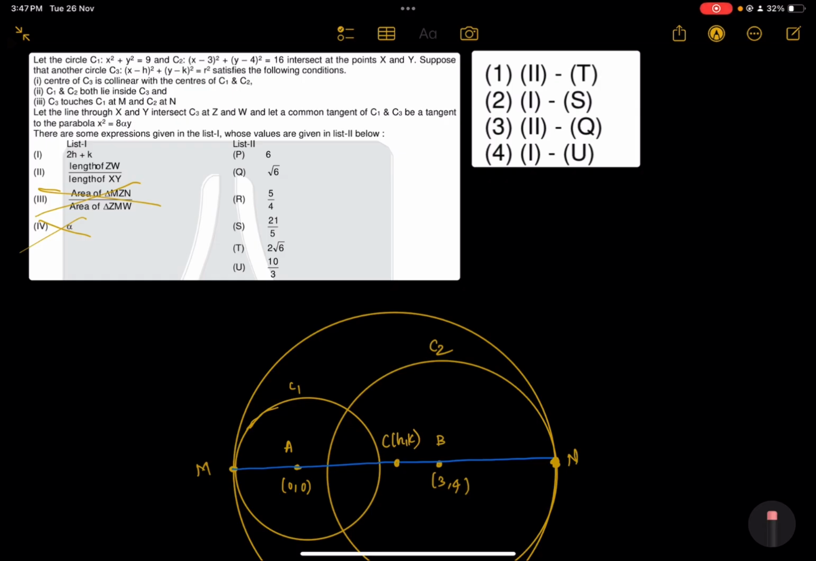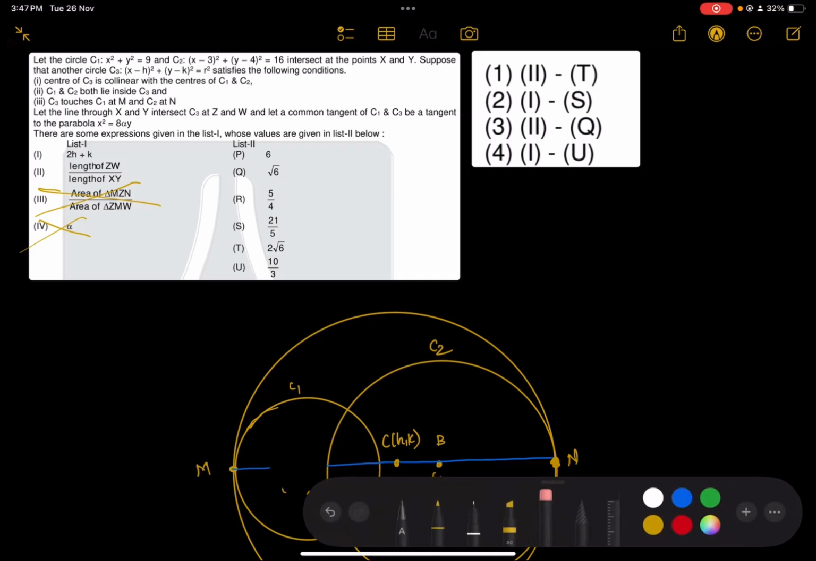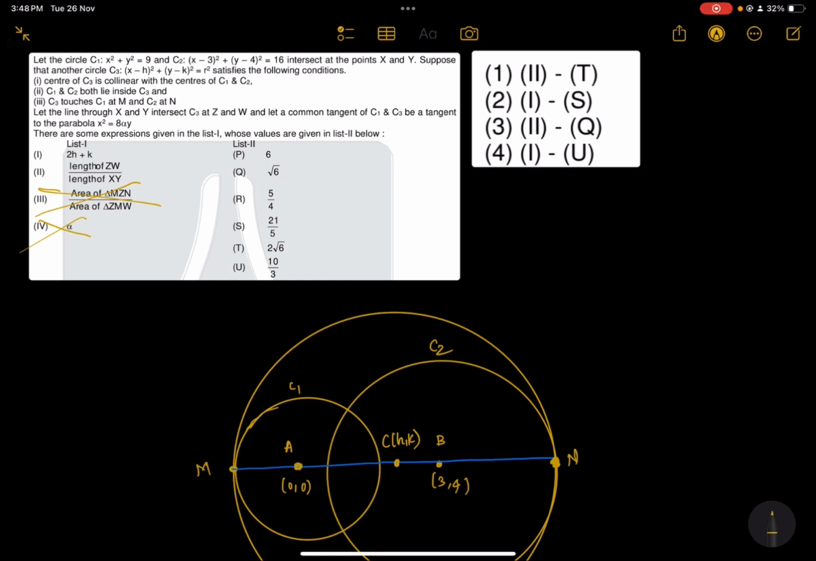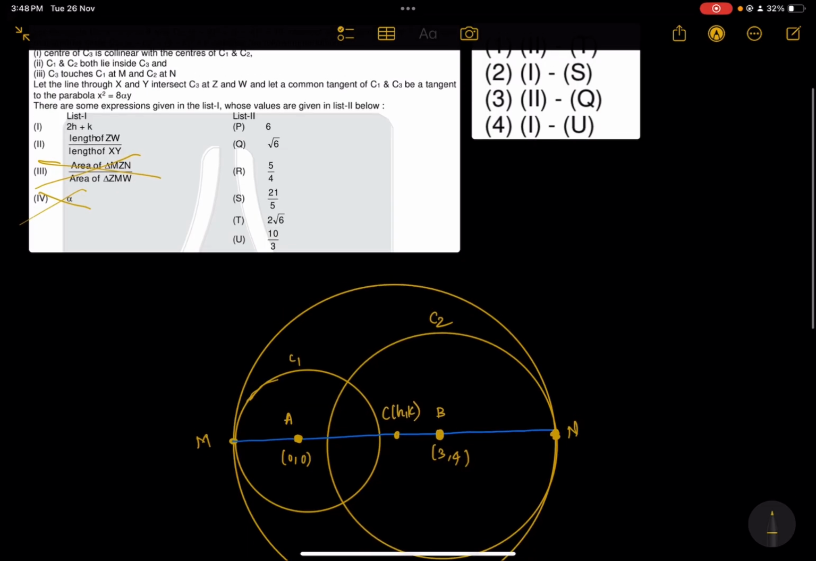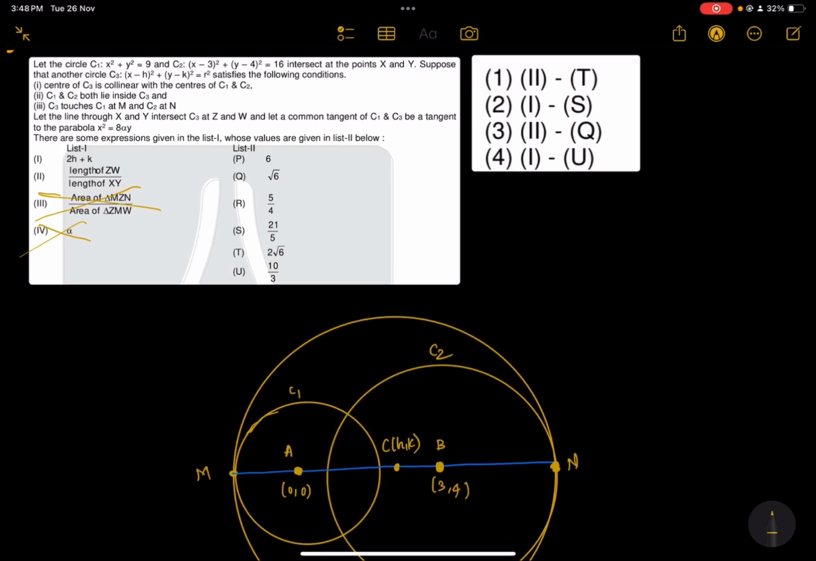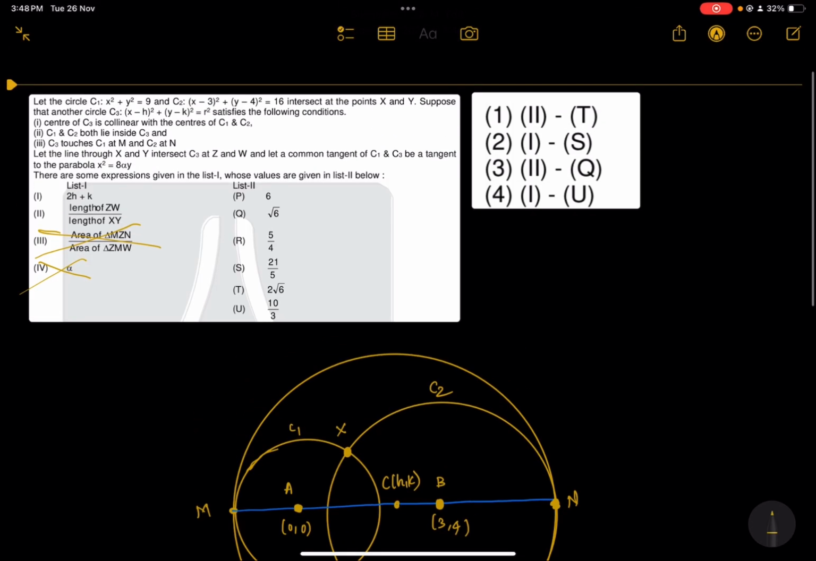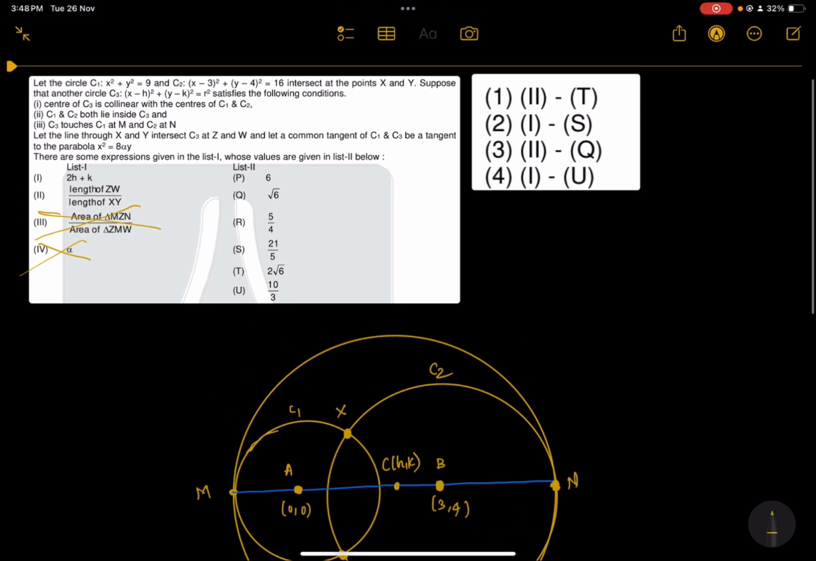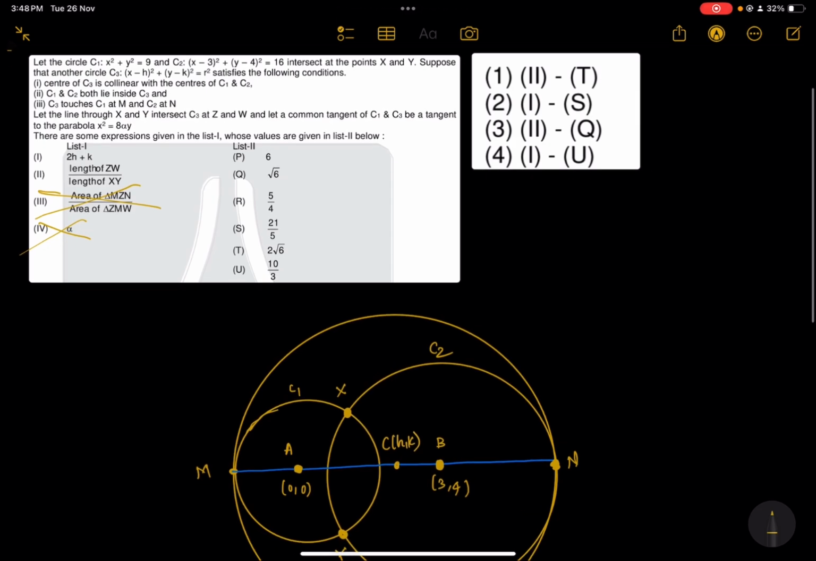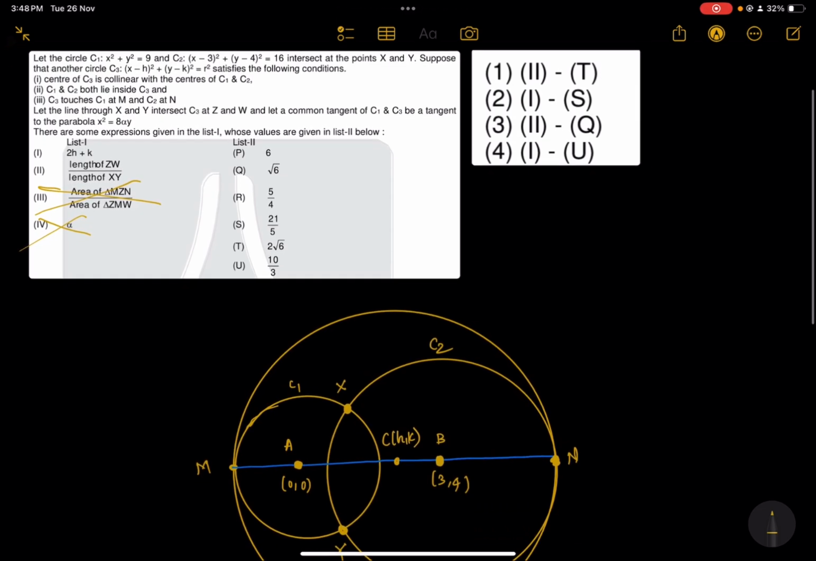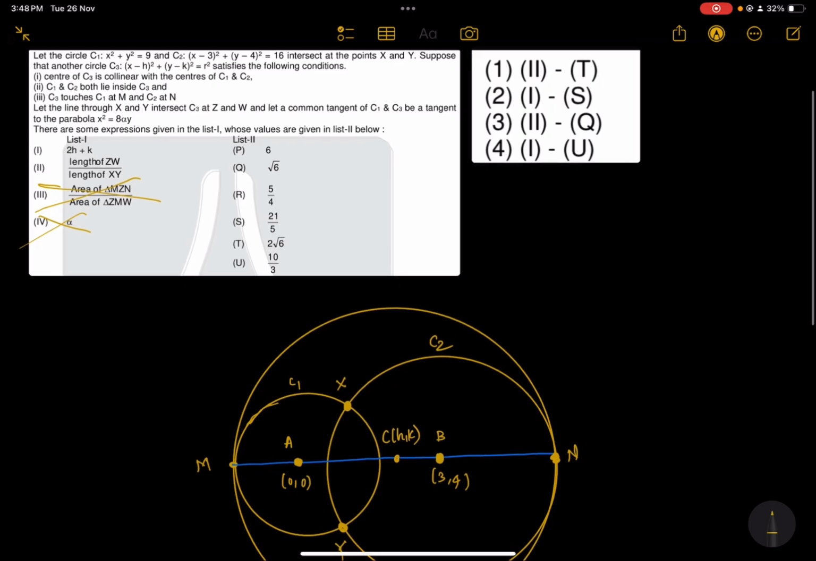There is a circle C1 which is x square plus y square, and the center is, let us say, A. This is the center of that circle, the origin. There is one more circle with center (3, 4) and radius 4. The center is B, and the intersection points are, let us say, X and Y. Suppose that there is another circle C3 with the equation (x minus h) whole square plus (y minus k) whole square is equal to r square, and they are giving three conditions to us.